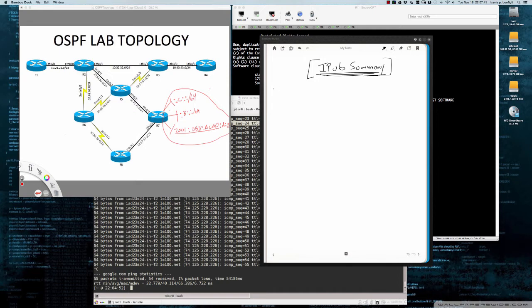Well, it's very similar to how we did our summarization with IPv4. The first thing that we did was we wrote the addresses out. So we'll start out here with 2001:DB8:ACAD and we'll start with A first, ::/64. And I'm not going to write the first 3 hextets out again. Those will remain the same. So we just said :B::/64, and then :C::/64.